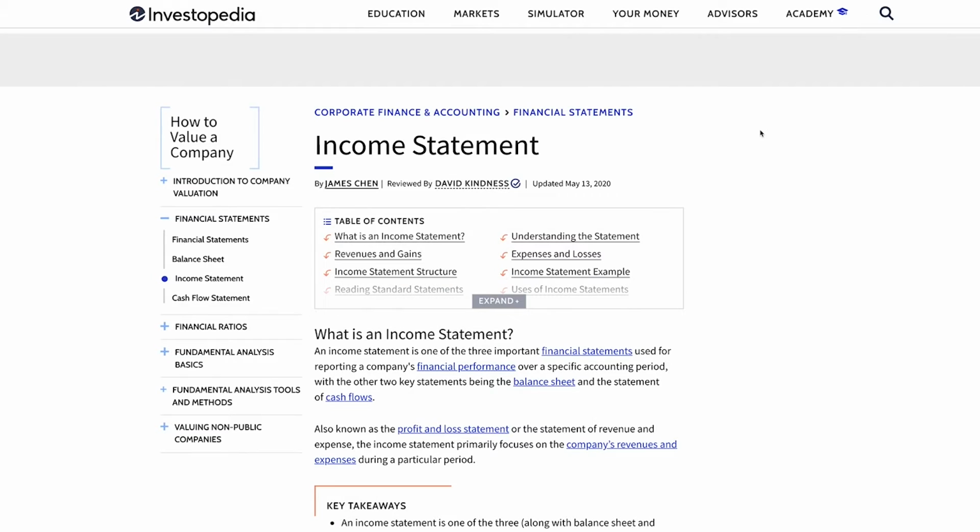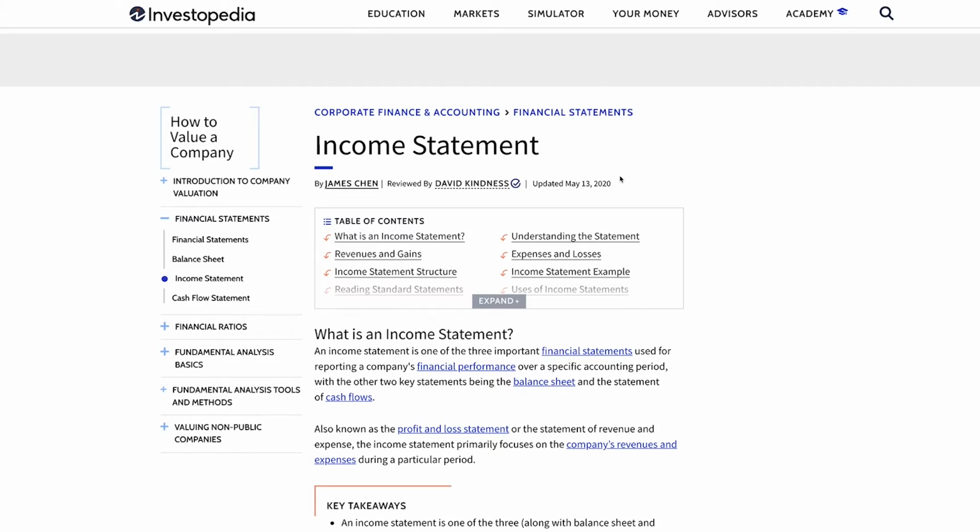But for now, let's jump over to my computer and go through a real example while I'm explaining some of these concepts around the income statement. All right, so now that we're in my computer, the first thing we're going to go through is a brief explanation of what an income statement is.